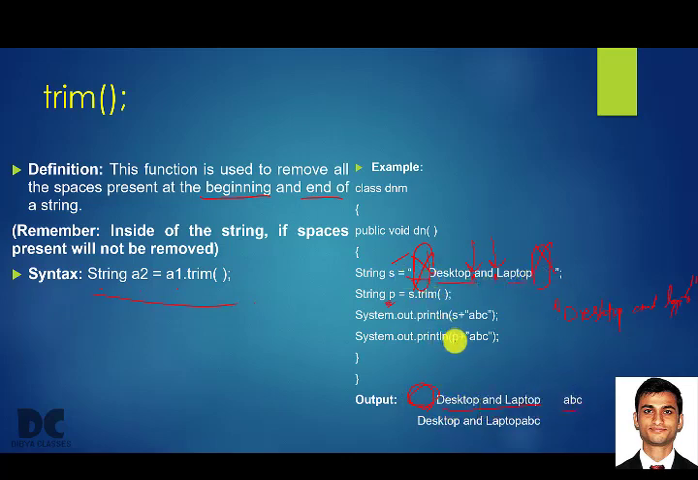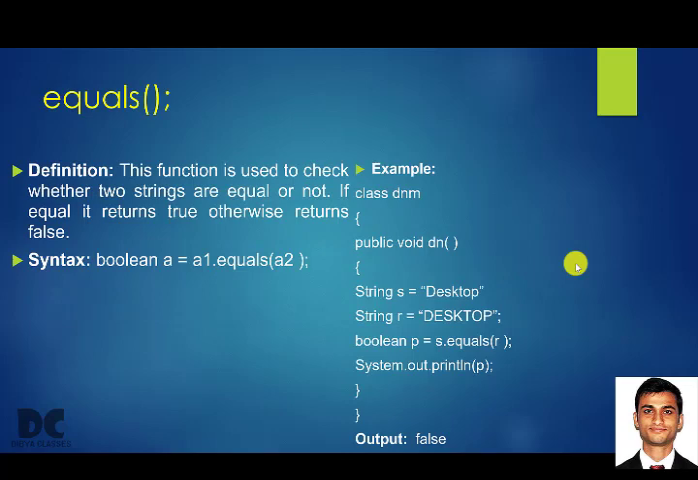But when you print the trimmed version that is present in P, see, there are no spaces here and there are no spaces here. These spaces are deleted and therefore ABC is joined. So this is how trim works. Though trim will not be used in programs, it may come in your theory.